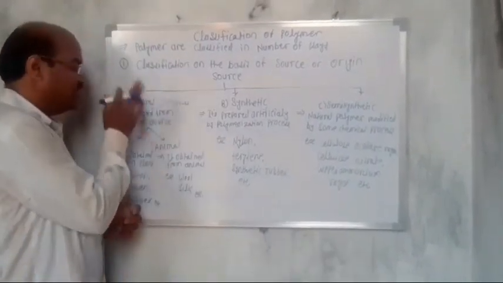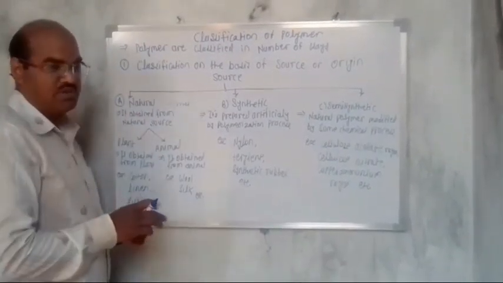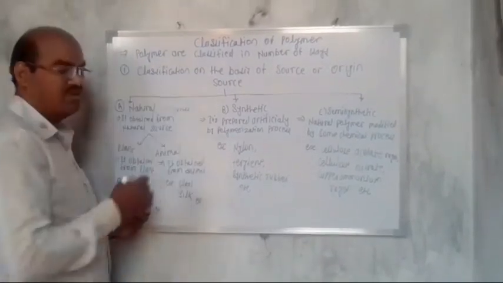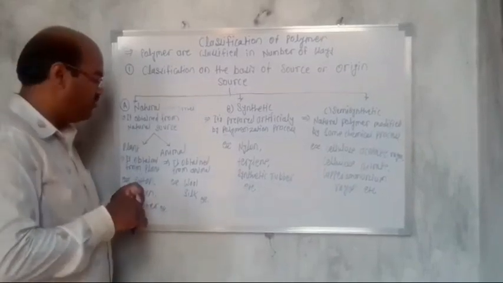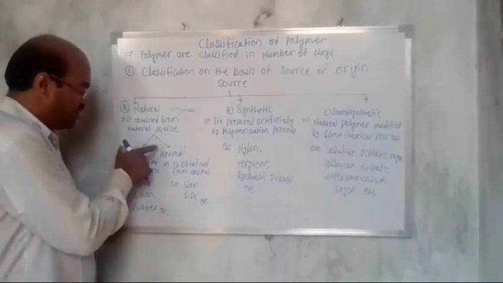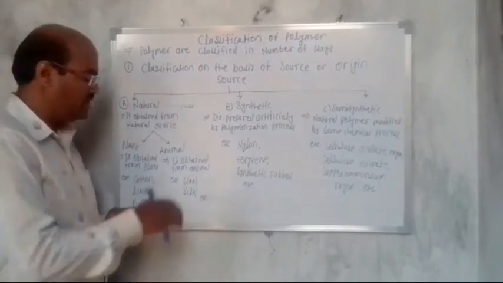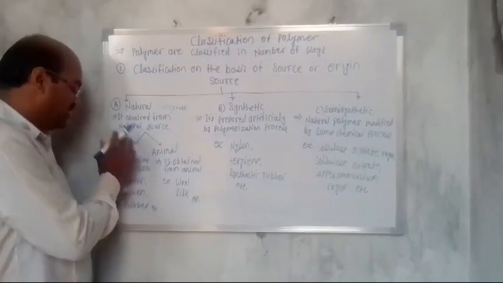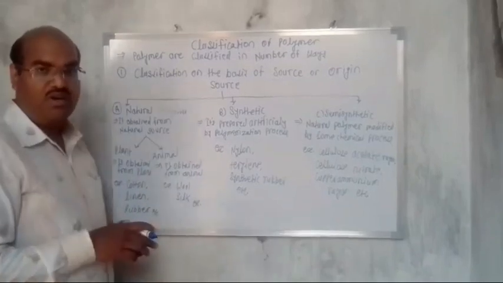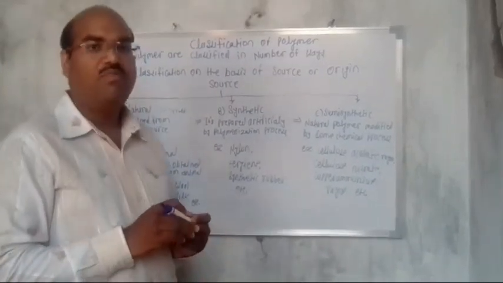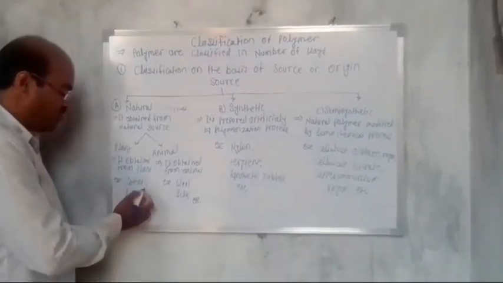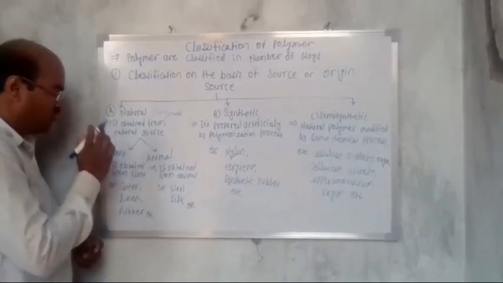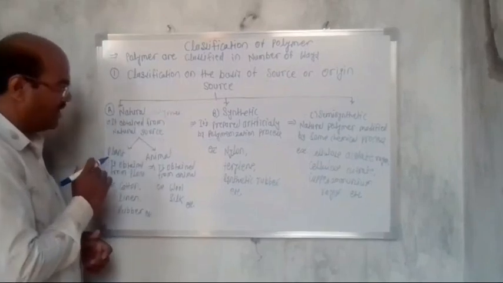So first we discuss the natural polymer. Natural polymer is obtained from natural sources. In nature, there are two types of sources. First one is the plant, and another is the animal. The polymer obtained from plants is called a plant polymer. Examples are cotton, linen and rubber. These are examples of plant polymers obtained naturally.